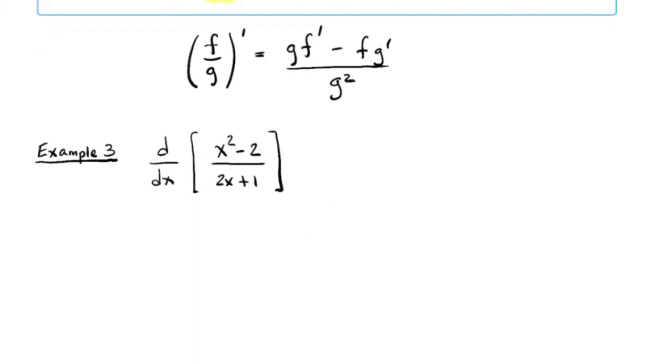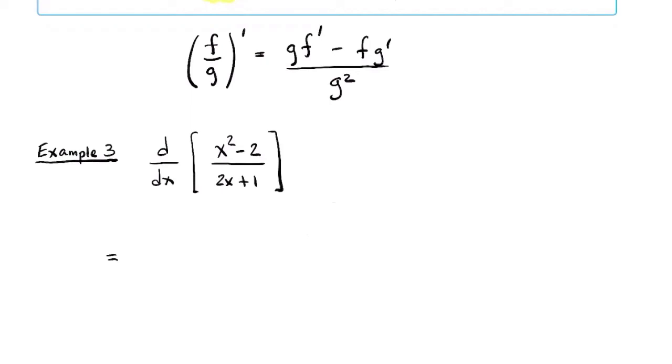Quotient rule computations take a lot of room. Give yourself a lot of room on the paper. So I want to take the derivative of x squared minus 2 over 2x plus 1. It's perfect for the quotient rule because the numerator and denominator are differentiable, and I know how to differentiate them.